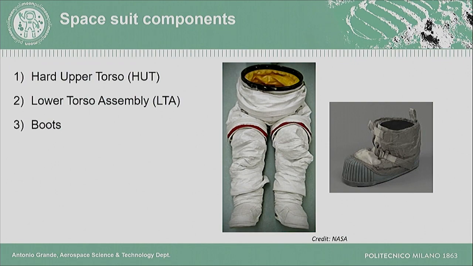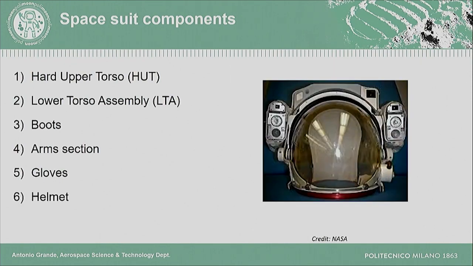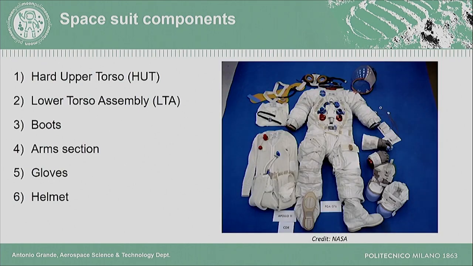We have boots, maybe not very fashionable, but very useful when you make the first step on the moon, for example. Then we have still a flexible section, the arms, and the gloves. Finally, we find the helmet that protects the head of the astronaut with all the accessories like light for dark conditions. So a very large amount of components for our spacesuit. You have to think that it takes about 40 minutes for an astronaut to wear the spacesuit before an extravehicular activity, so a prolonged time.